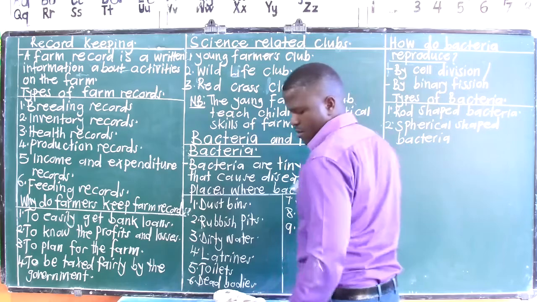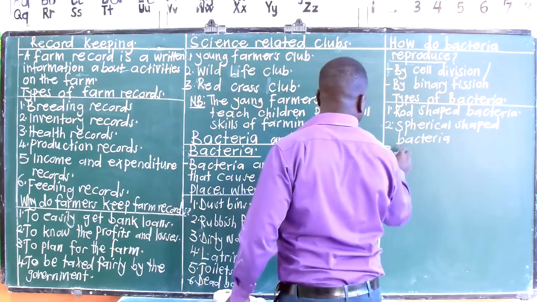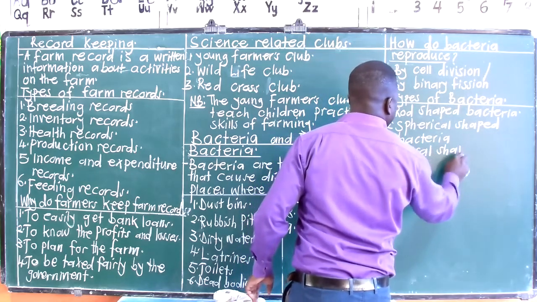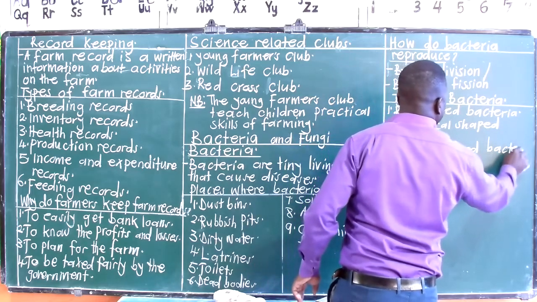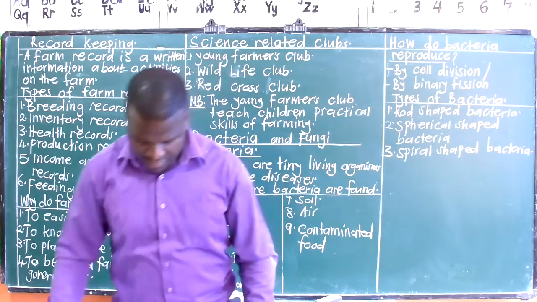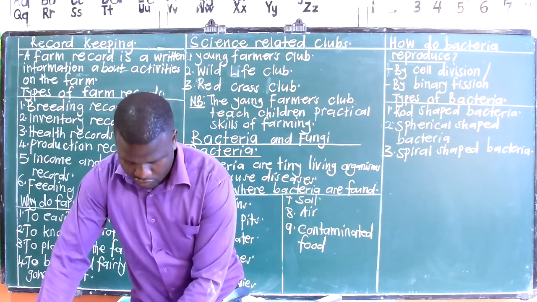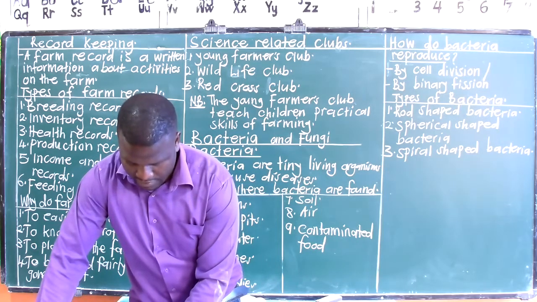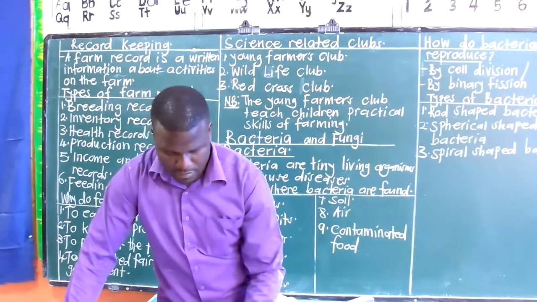Number 3, we have spiral-shaped bacteria. So those are the 3 types of bacteria. Rod-shaped bacteria, also known as bacilli. Spherical-shaped bacteria, known as cocci. Then spiral-shaped bacteria.